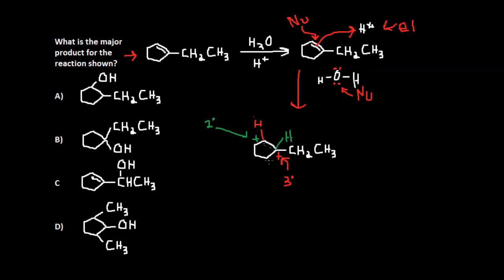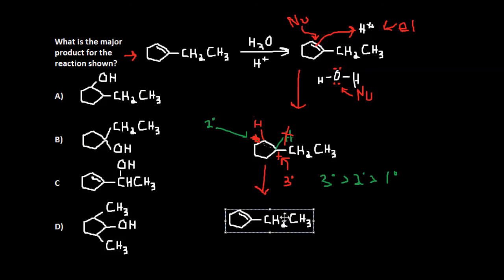And carbocation stability goes like this. Tertiary is more stable than secondary, which is more stable than primary for carbocations, right? So we know that the red guy here is what's going to happen, right? So we open this up, get rid of that. So we open this up, so now we'd be at the next step here.